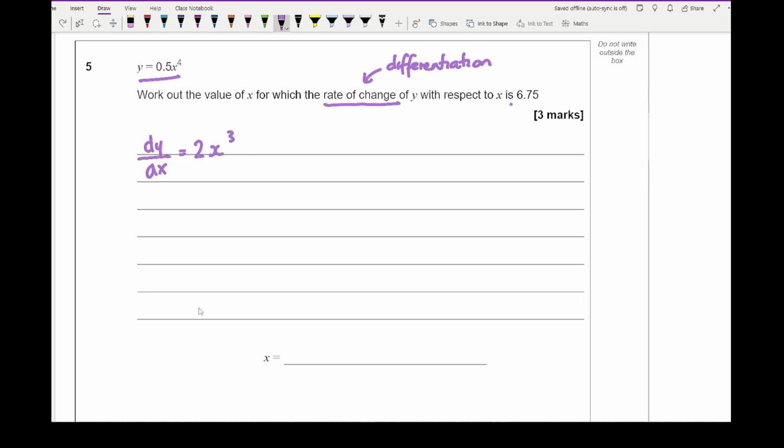Now it tells us that we want the gradient, the rate of change, to equal 6.75. So 2x cubed equals 6.75. So then solving this for x, we get that x cubed is going to equal 6.75 divided by 2, which gives me 3.375, and then x equals the cube root of 3.375, which when I type that into my calculator, I get an answer of 1.5.